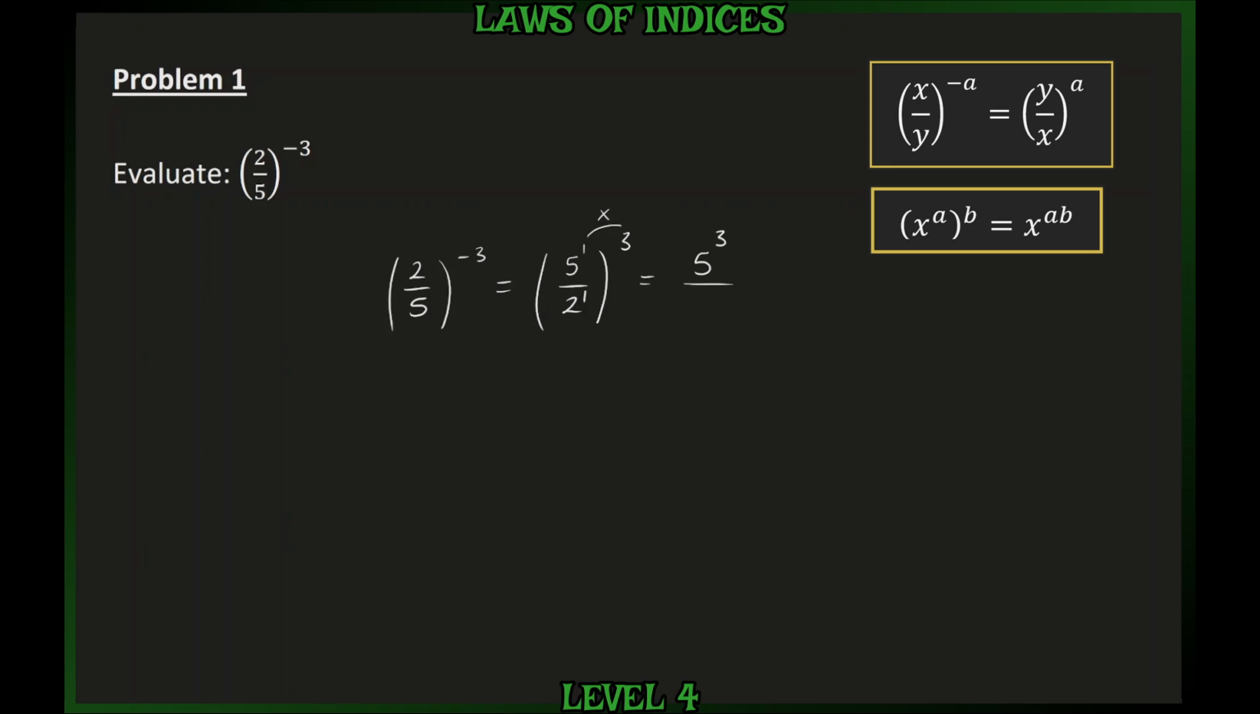And on our denominator, we're going to multiply 1 and 3 again, so this becomes 2 to the power of 3. Now 5 to the power of 3 is 5 times 5 times 5, which is 125. And 2 to the power of 3 is 2 times 2 times 2, which is 8. So this is our final answer for problem 1.